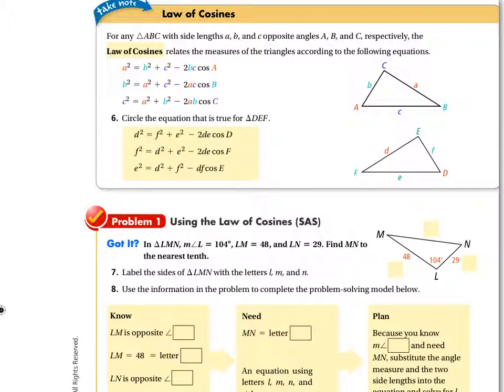And so the law of cosines is used with SAS, meaning you have two sides and one included angle. The two sides that create that angle, in other words, SAS would look like this, right? This is your S, and this is your A. So if I have the two sides that include that angle, I do not have the side opposite the angle given.